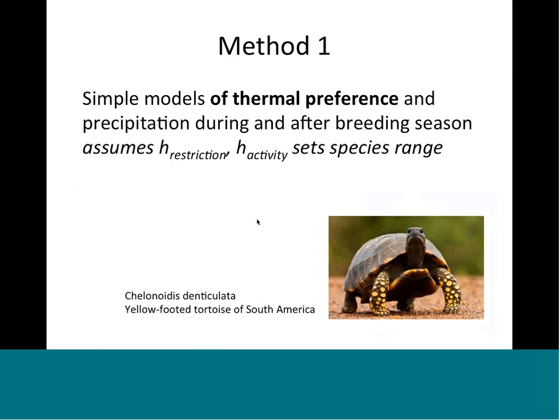So let me just show you method one, the simple method where we use thermal preference and precipitation during and after the breeding season. This assumes that hours of restriction, hours of activity, and precipitation during and after the breeding season, those four variables, are put in a species distribution modeling framework. In this case, we've implemented all of this with one of the popular R-based routines called dismo.